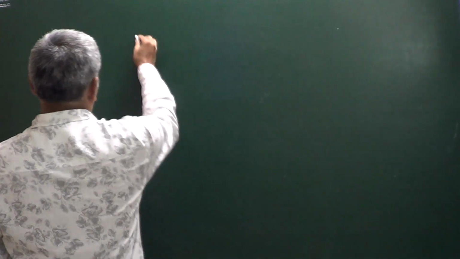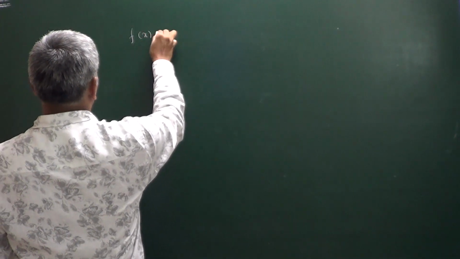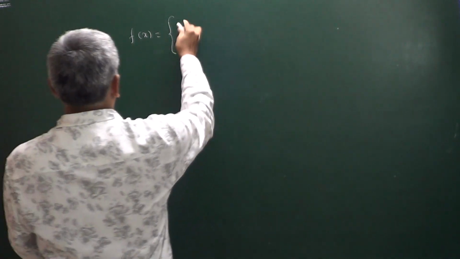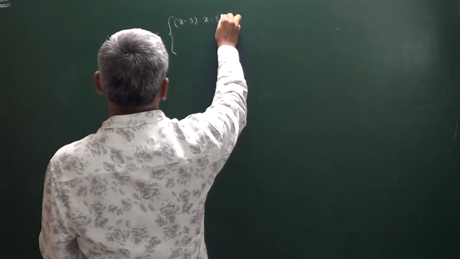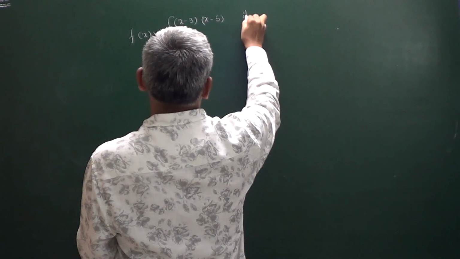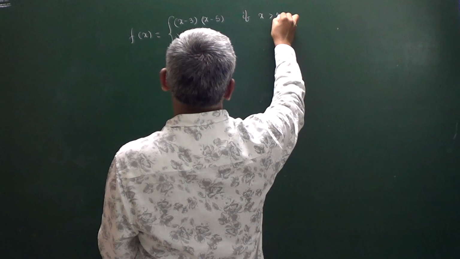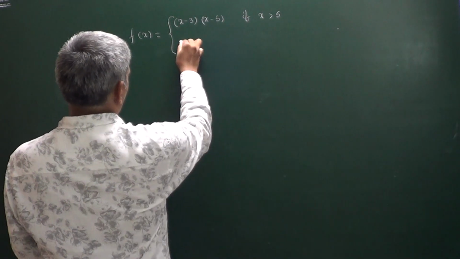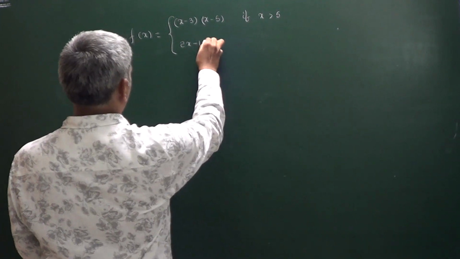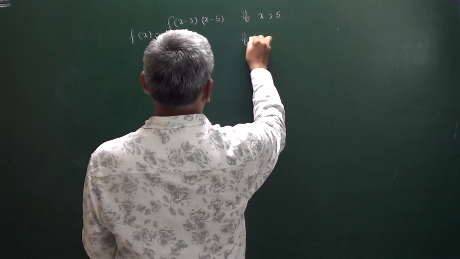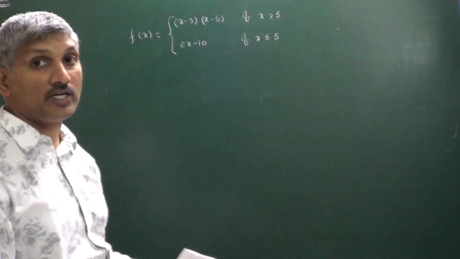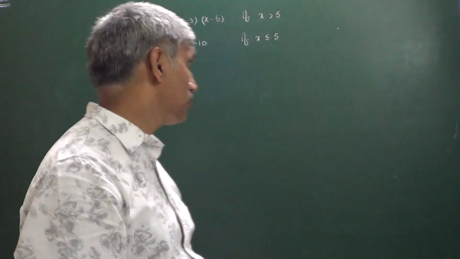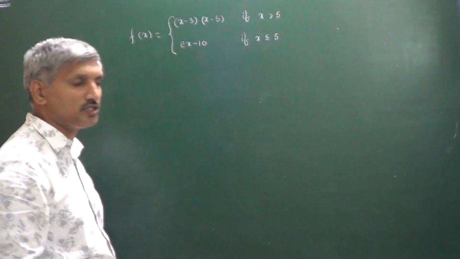See, this is the particular question. f of x is equal to (x minus 3) into (x minus 5) if x value is greater than 5, and equal to 2x minus 10 if x value is less than or equal to 5. He has asked whether the function is continuous at x equal to 5 or not, that we have to check.